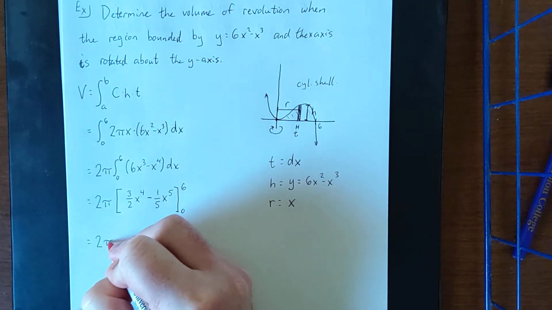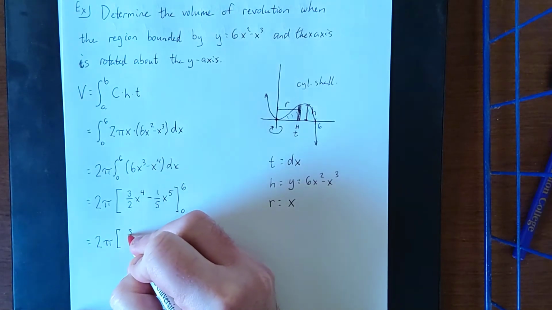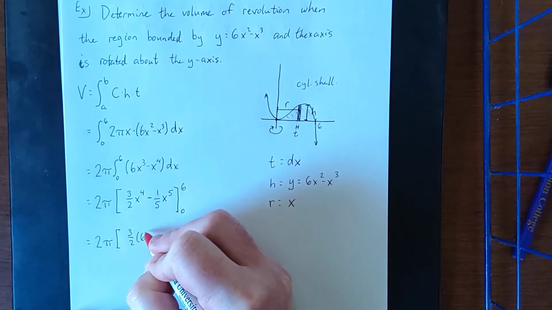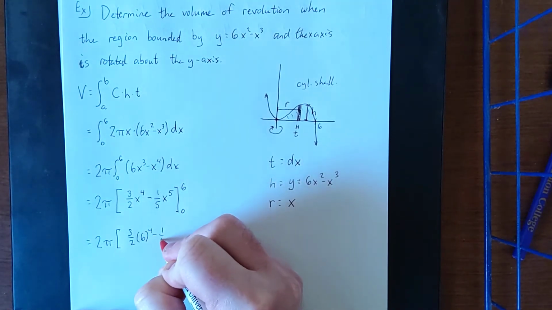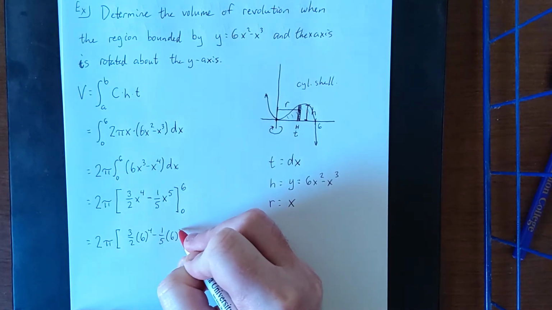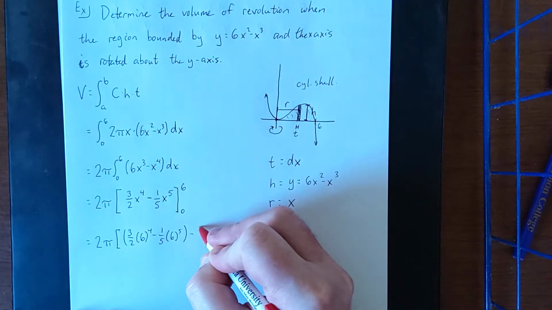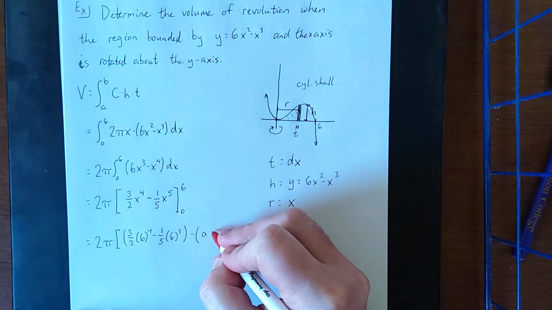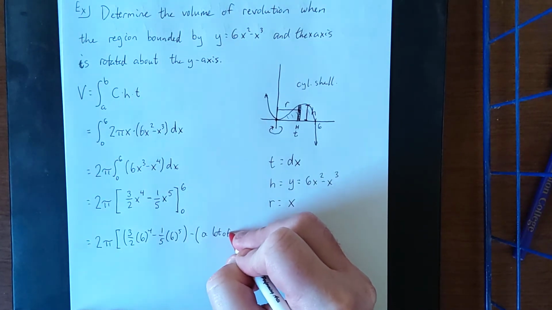Plugging these bounds in, this will give us 2 pi times 3/2 of 6 raised to the 4th power minus 1/5 of 6 raised to the 5th power minus, when we plug in our lower bound of 0, we are going to wind up with a lot of 0.